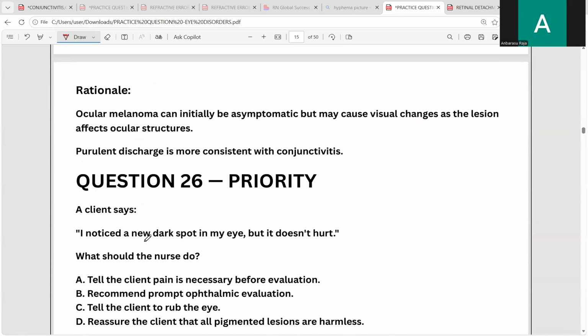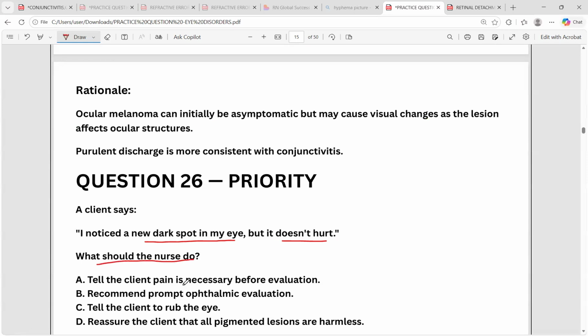I noticed a new dark spot in my eye, the patient is saying, but it doesn't hurt. The patient is not having any pain, and the patient is noticing a new dark spot on his eye. So, what can be the expected condition by the symptom itself? We should remember it. Then the question is, what should the nurse do?